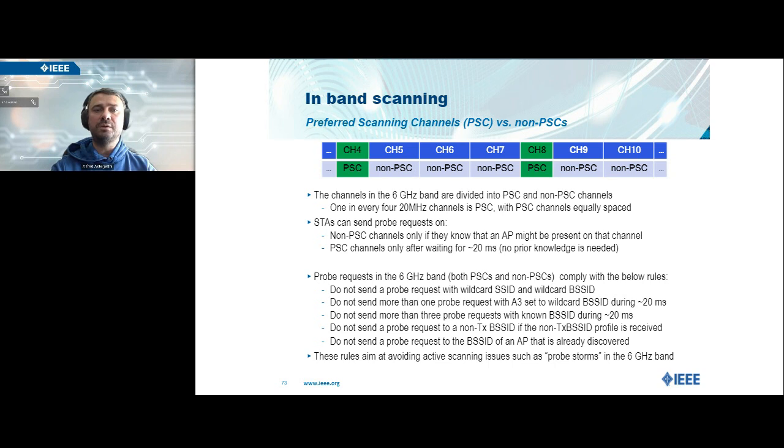So a blind probe request that would cause everybody to respond. And also there are limitations in terms of how many probe requests you can send to a particular BSS or to an unknown BSS, or whether you can send a probe request to an AP that you already have discovered. So there are limitations that aim at avoiding active scanning issues such as the probe storm that I just gave as an example.